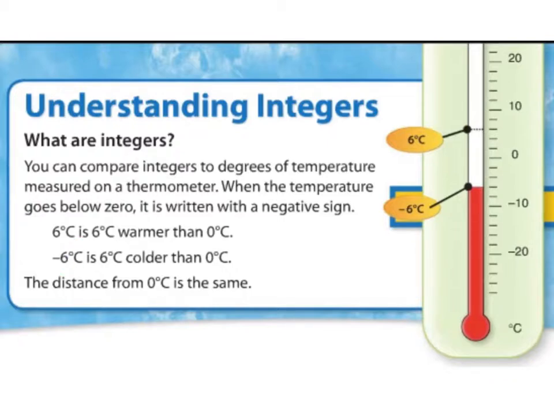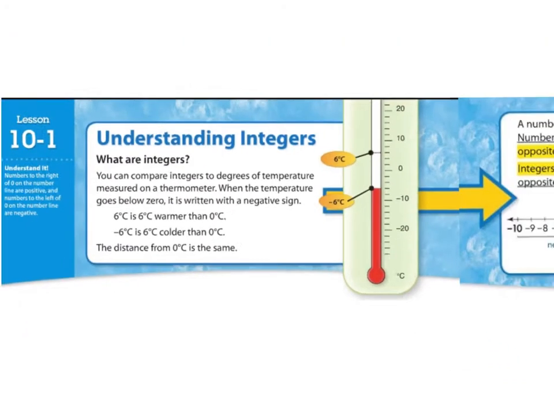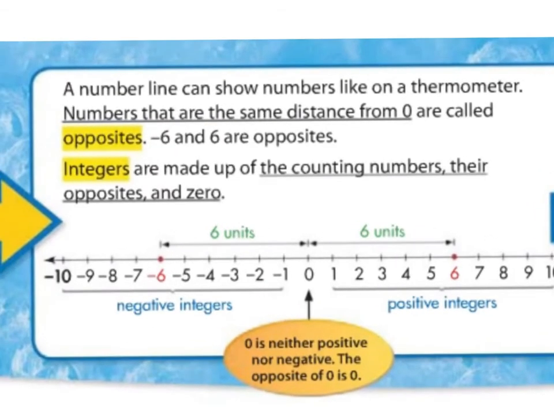Because they are the same distance from 0, 6 and negative 6, these numbers are called opposites. A number line can show numbers like on a thermometer. Numbers that are the same distance from 0 are called opposites. Integers are made up of the counting numbers, their opposites, and 0.